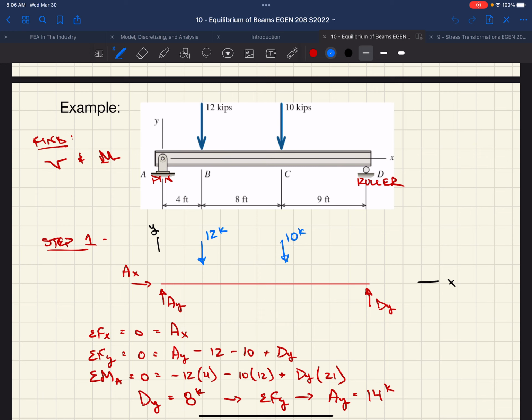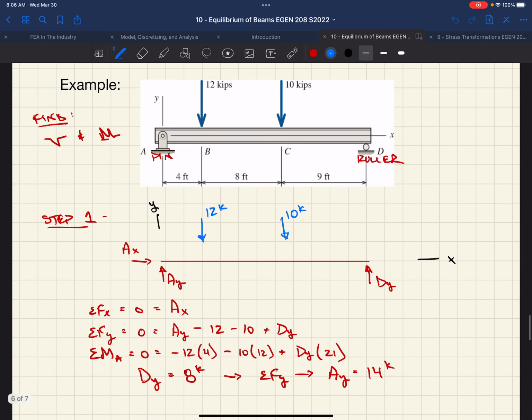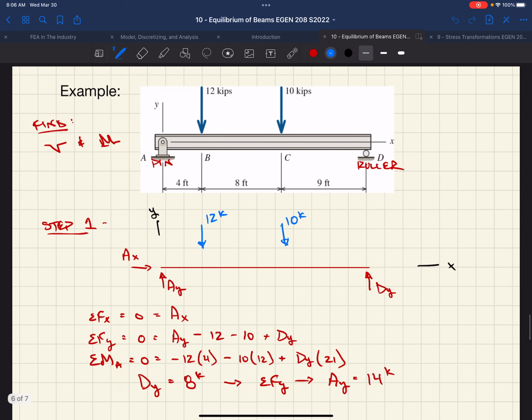So we are going to finish up your review of eGen 203, right? This was supposed to be a review. This last example we've been working on, now we're going to try and find our shear and moment diagrams for this simply supported beam, right? Pin on one end, roller on the other, and 2 point loads acting not at the midpoint, but along the span, right? 4 feet from one end and then 8 feet spread apart.